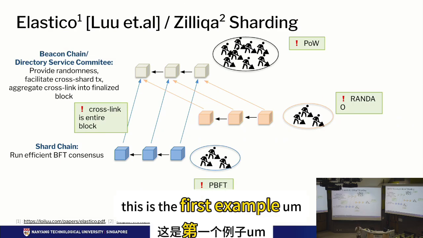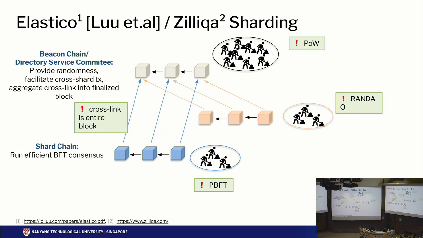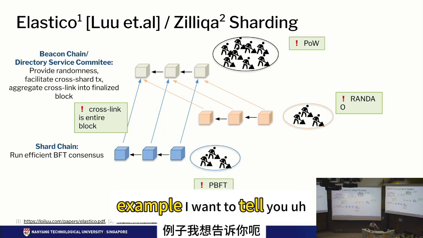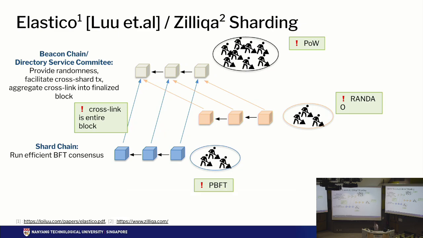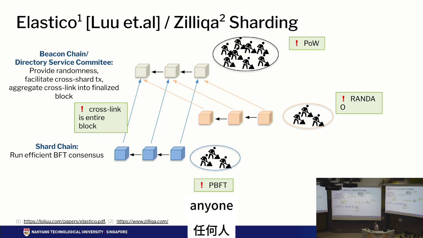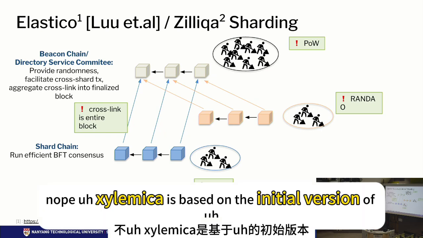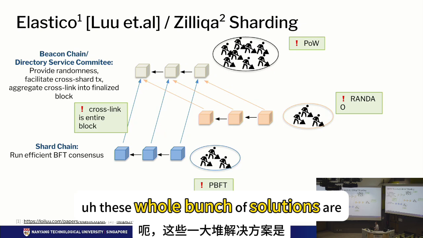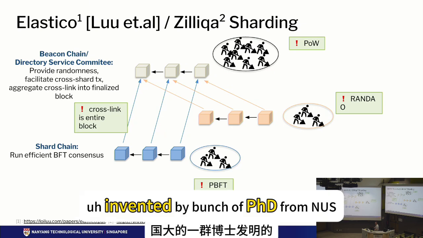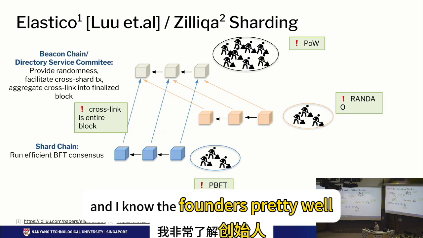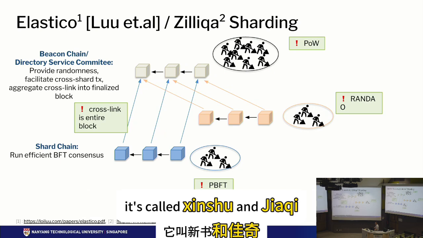This is the first example, very interesting. This is the first example I want to tell you. The blockchain protocol is called Zilliqa. Not sure, have you heard about this protocol before? Anyone? No? Zilliqa is based on the initial version of the Elastico protocol. This whole bunch of solutions were invented by a bunch of PhDs from NUS. And it's a Singapore-born blockchain. And I know the founders pretty well. They are called Xin Shu and Jiaqi.